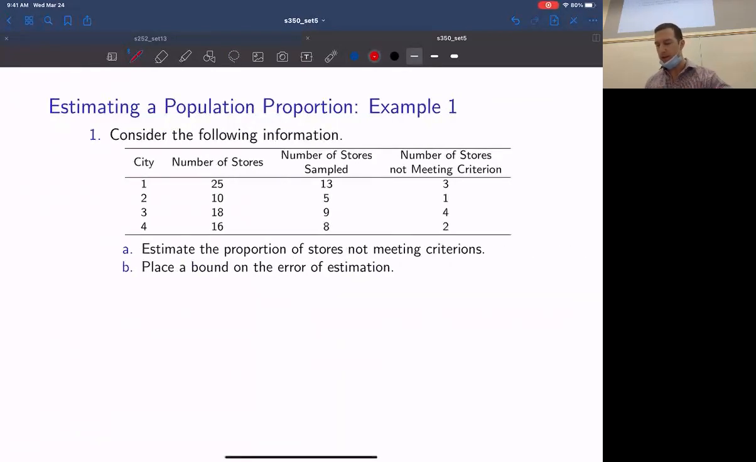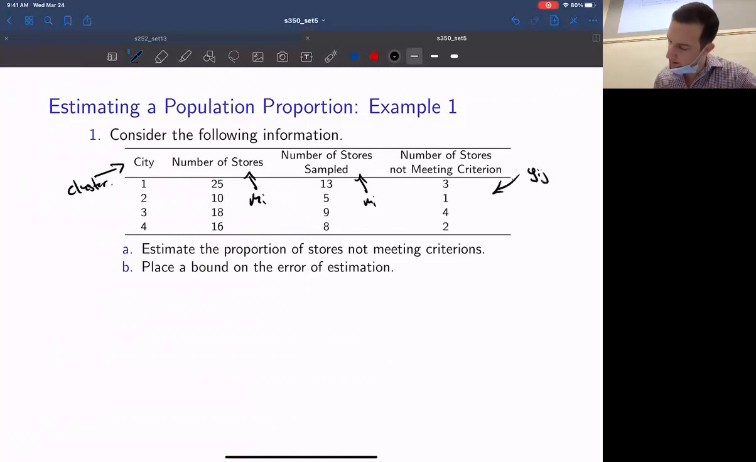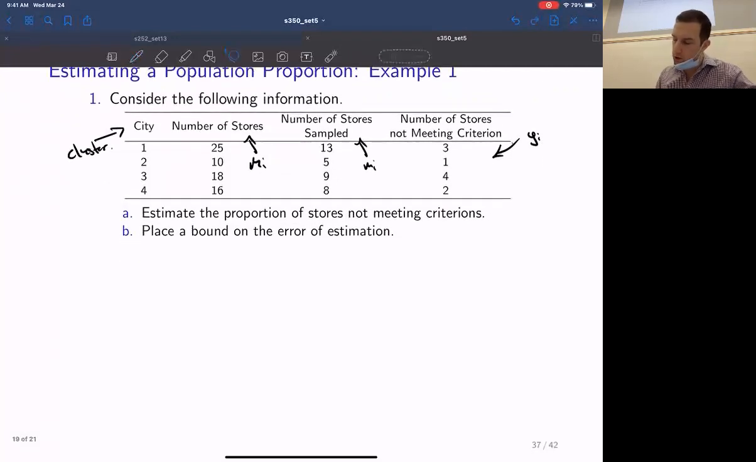Okay, so this is pretty much the exact same setup that we saw before. So in this particular setup, we have four different cities. So each city here is going to be a cluster. Okay. We have the number of stores from each city. So this is going to be our capital MI. Number of sampled stores, and then we have number of stores not meeting a criteria. Okay, so this is going to be the yij for each of the clusters. Actually, this would just be the yi, sorry, for each cluster. So it's the count of the number of stores not meeting the criteria. Okay, so we want to estimate the proportion of stores not meeting each criteria, and then we want to bound this estimate.